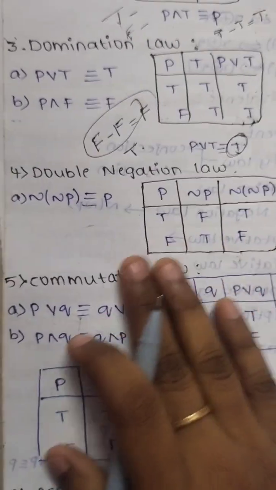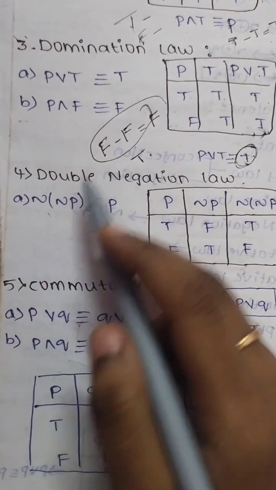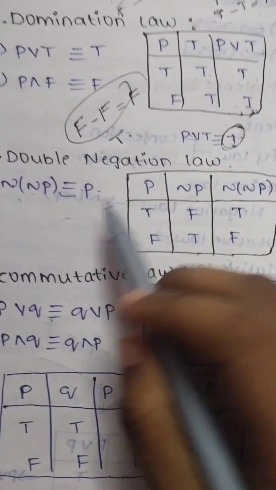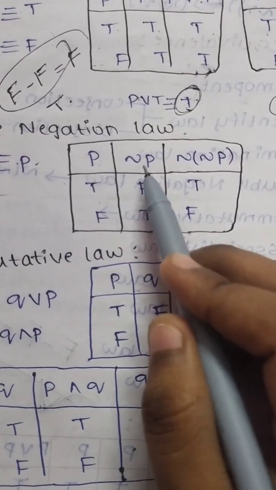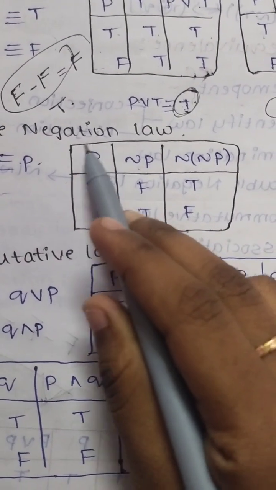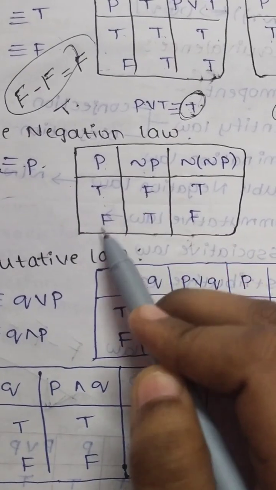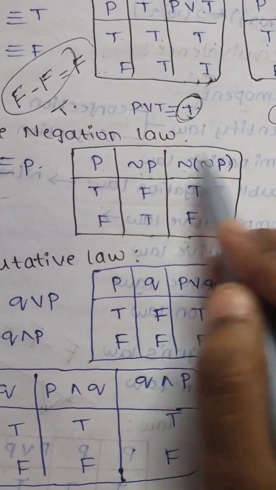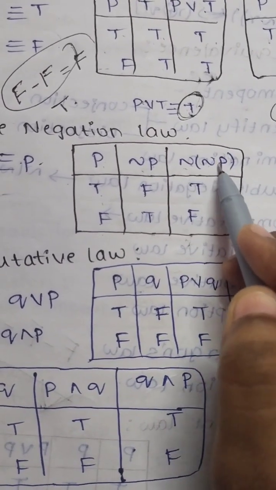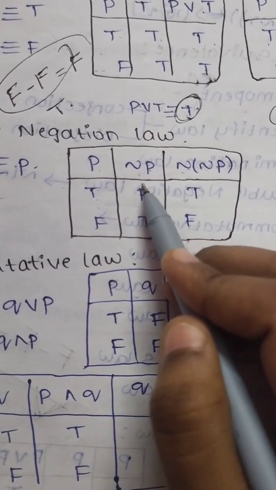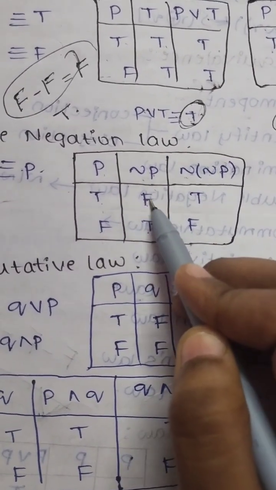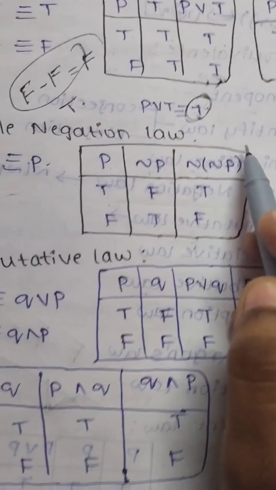Okay, next, double negation law. Double negation law has one property: negation of negation of P is equivalent to P. So here we are taking double negation. Okay, what is P? True, false. Negation of P means reverse of P. True becomes false, false becomes true. So we are doing double negation. Negation of negation of P means this is negation of P, right? Already we did negation of P here. Negation of P is false, true. So again we have to do the reverse of this, means true, false. This is double negation of P.